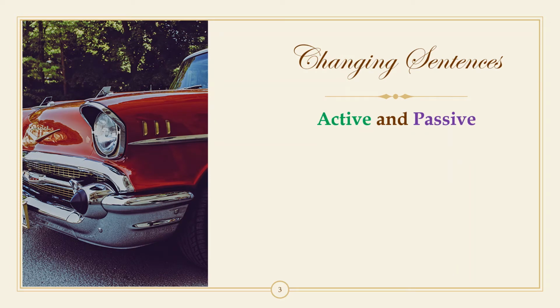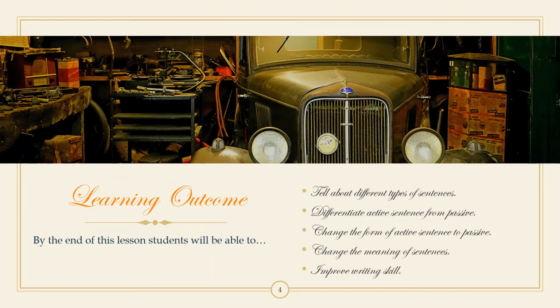Changing sentences, active and passive. Here is the learning outcome. By the end of this lesson, you will be able to tell about different types of sentences, differentiate active sentences from passive, change the form of an active sentence to passive, or change the passive form of a sentence to active, change the meaning of sentences, and most importantly, your writing skill will be improved.